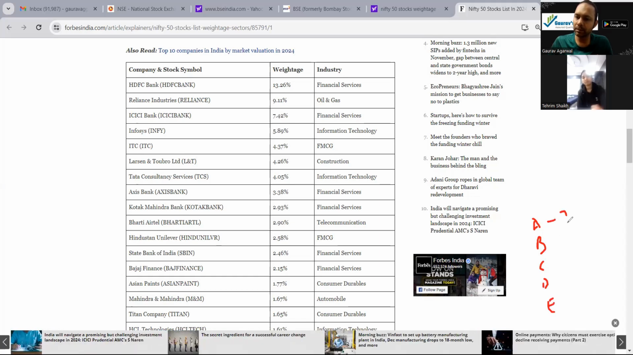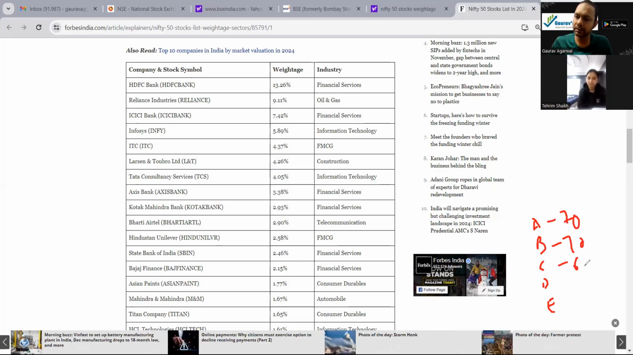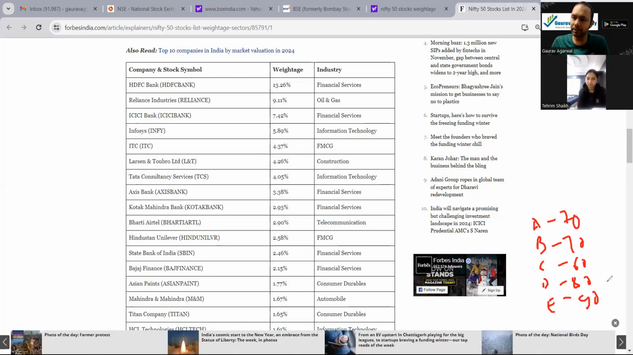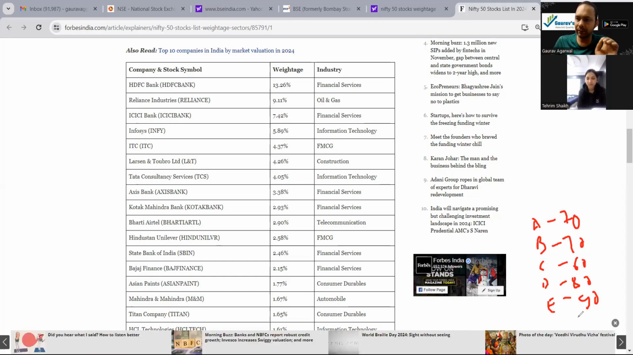So it depends how much percentage you got in each subject, right? Let's say you got 70%, 60%, 80%, and 90% like this, right? So how will you calculate your overall percentage? You will add up all these and divide by 5, right? But the total has to be out of 100%, right? So same thing in Nifty 50 also.